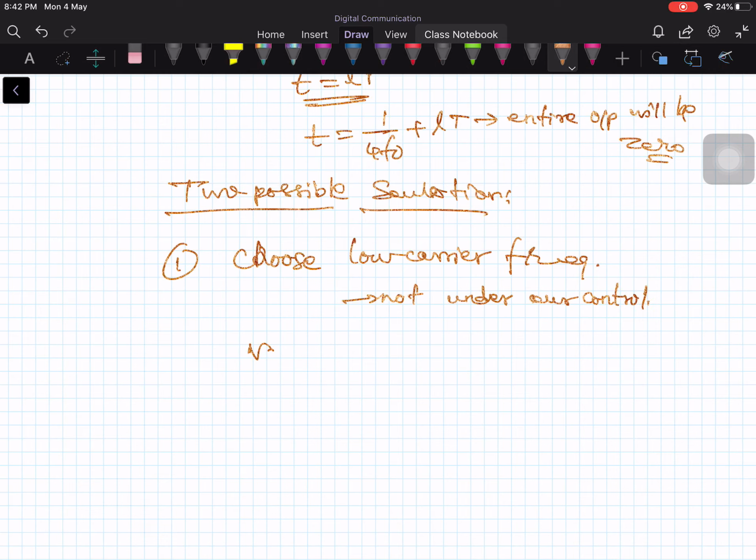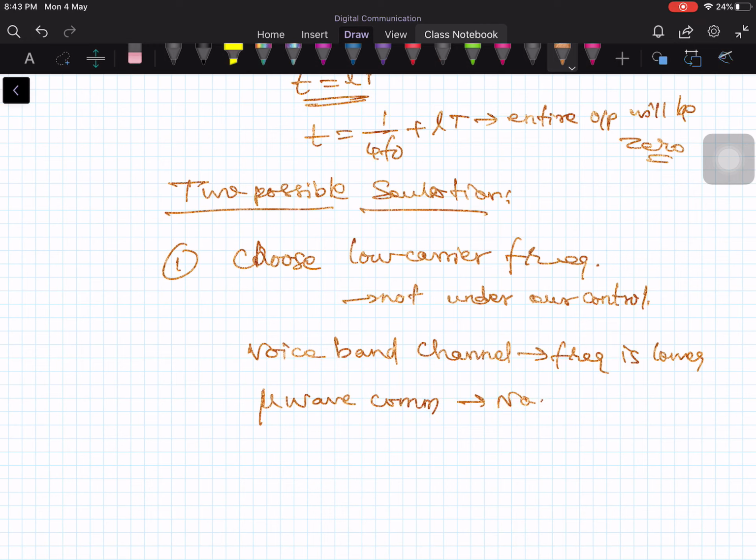Suppose voice band channel, no problem. Here frequency is low. Suppose if you use microwave communication, then no choice here. Frequency is high, so you cannot apply this solution. Okay.